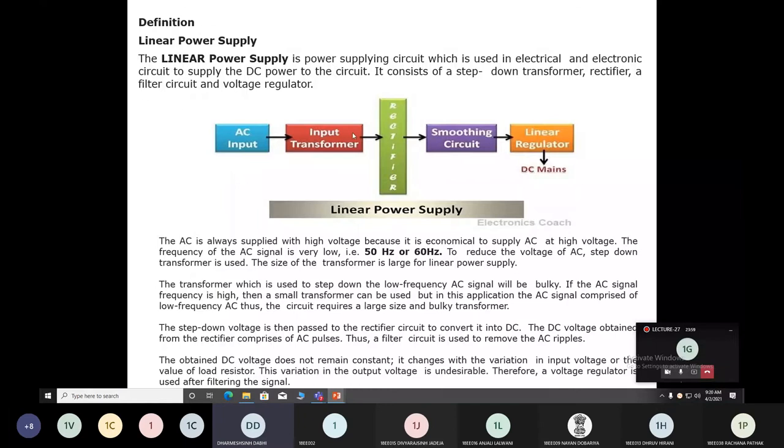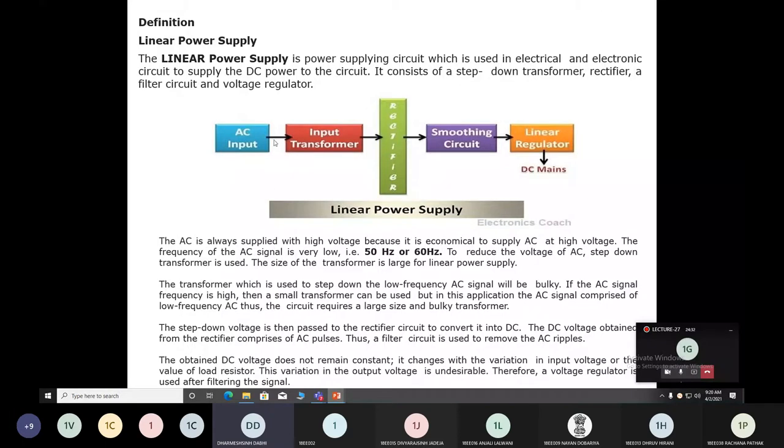The size of the transformer is large here, because we use a normal iron core transformer, which is operated at 50 hertz or 60 hertz. The size of this type of transformer is large as compared to the transformer we use for high frequency operation. For high frequency operation, generally we prefer to use a ferrite core transformer. Iron core is one type of material, and ferrite is another material. With ferrite material, you require a small size of transformer, which is operated at very high frequency.